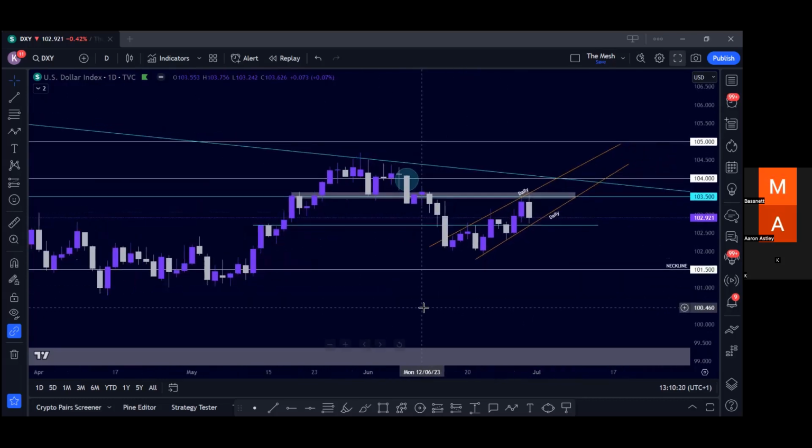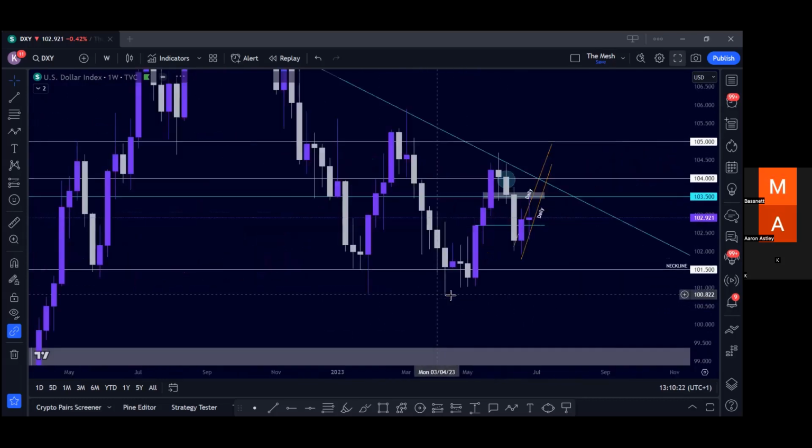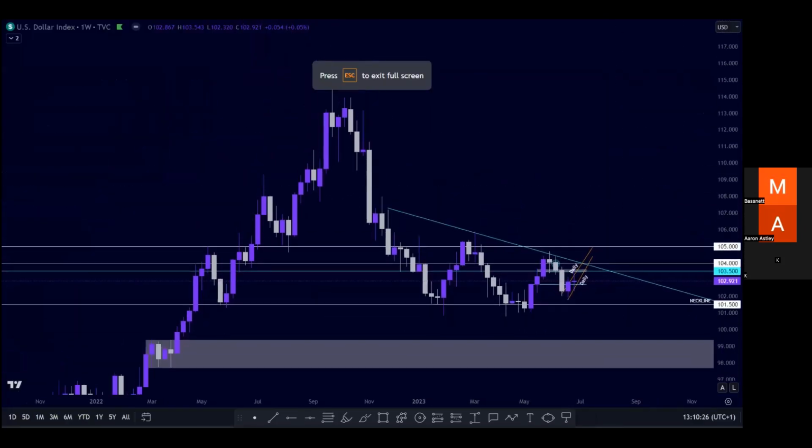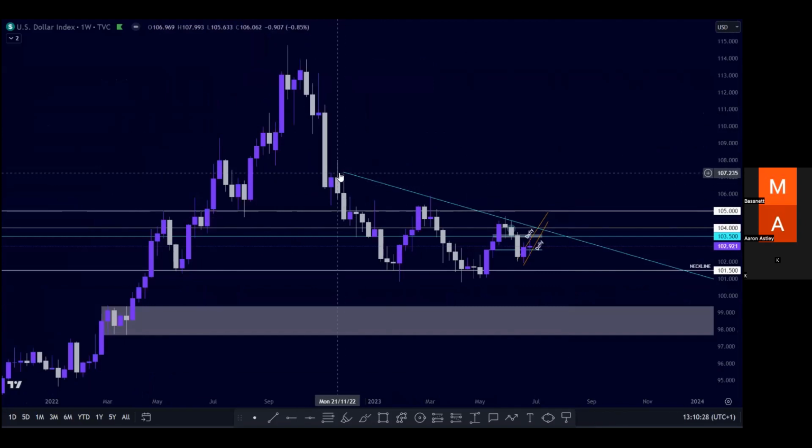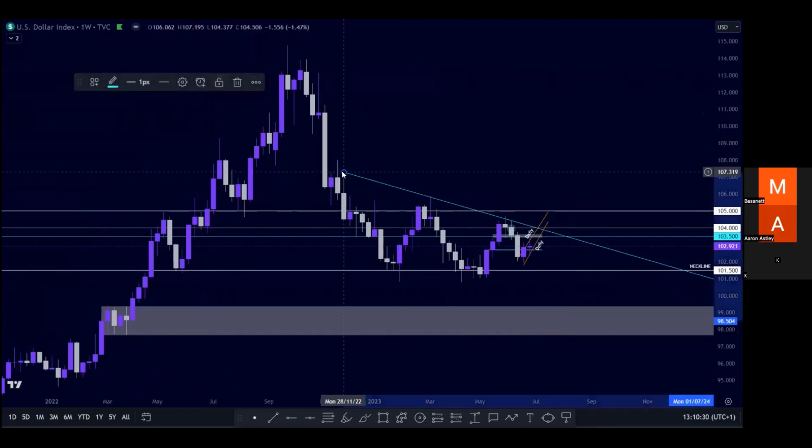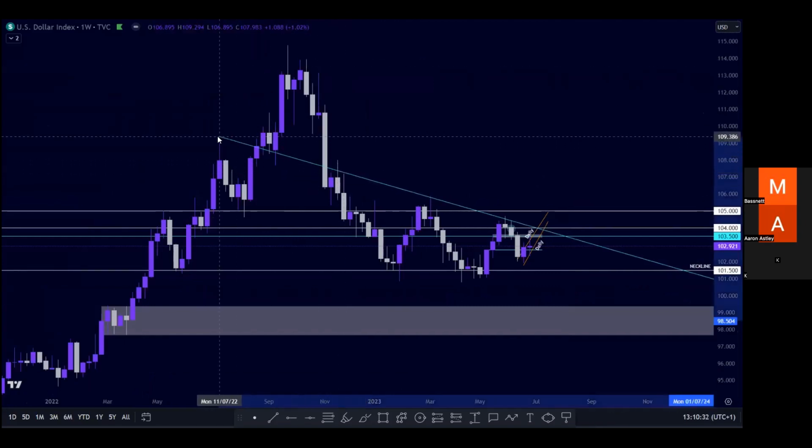When does this, just go back to the weekly time frame, when did the descending triangle begin? What date? Does that coincide with November? It was around November 21, so you could say November, even 22?